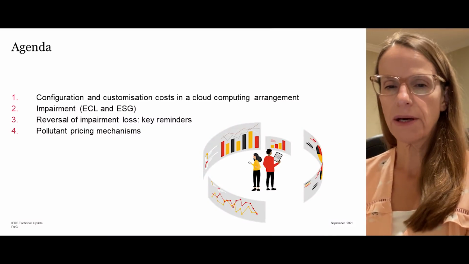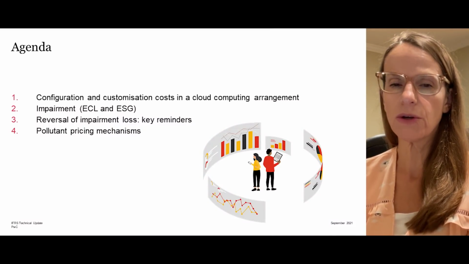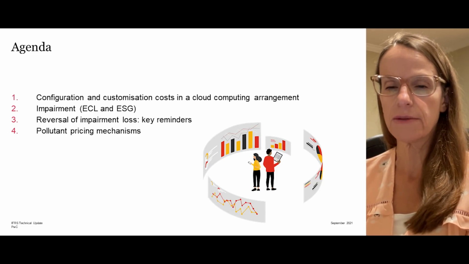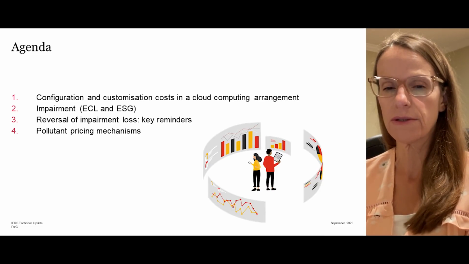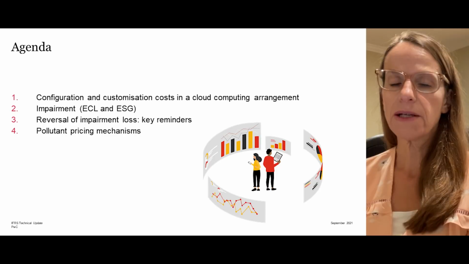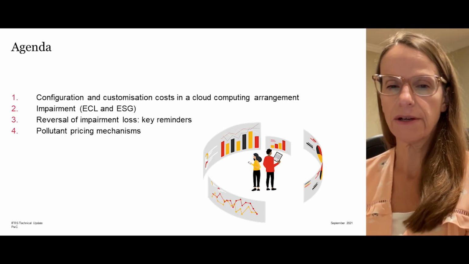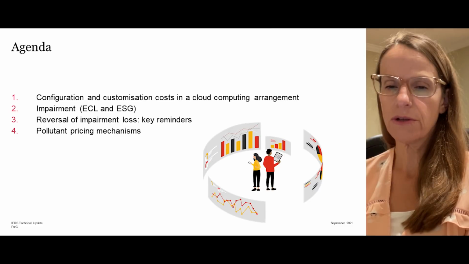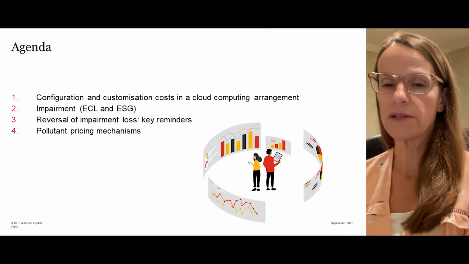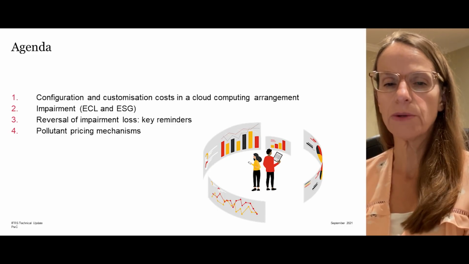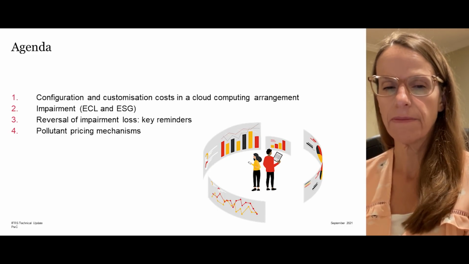In this Q3 webcast, we're going to cover several topical issues. We're going to start with cloud computing arrangements and a discussion of configuration and customization costs in such arrangements. We'll then move on to the topic of climate risk and expected credit losses under IFRS 9. Then we'll have key reminders about a reversal of impairment losses under IAS 36. And we're going to finish this webcast with a discussion of pollutant pricing mechanisms.